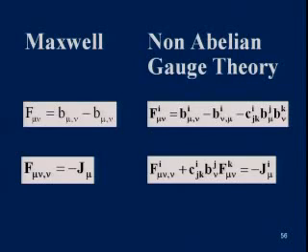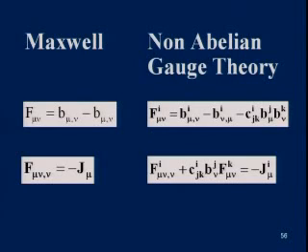After you realized that it can be generalized to any groups, it is better, instead of writing as matrices, to rewrite it into component form. And here is the non-abelian gauge theory in component form.